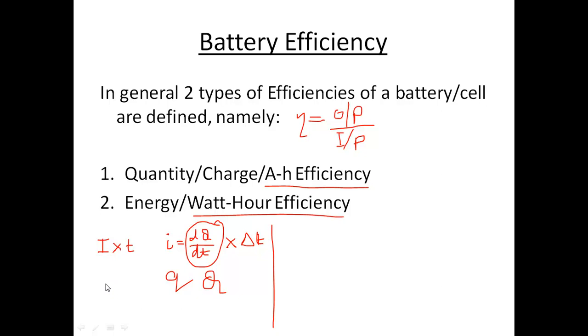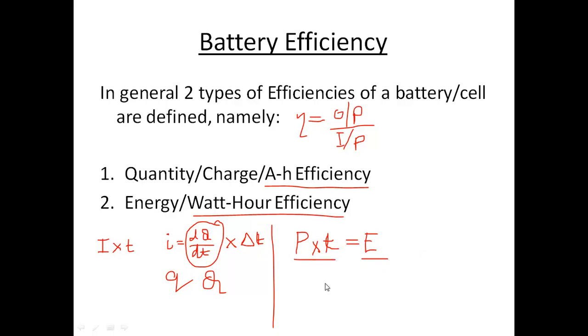Output means how much charge the battery can supply to a load, and to do so, how much charge it requires to charge itself. Next is the watt hour efficiency. Now we all know that watt is the unit of power and we are multiplying it by time. So we will receive a quantity that is energy, because power is defined as the rate of change of energy. Therefore, power into time will give us the energy efficiency.